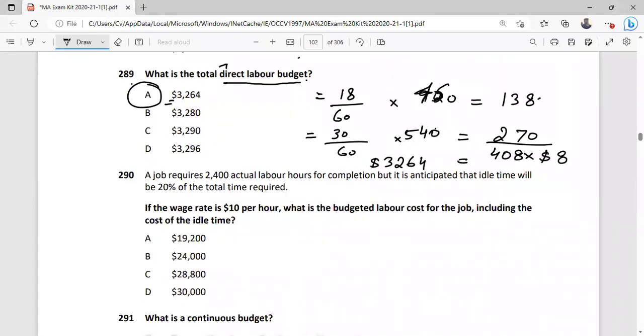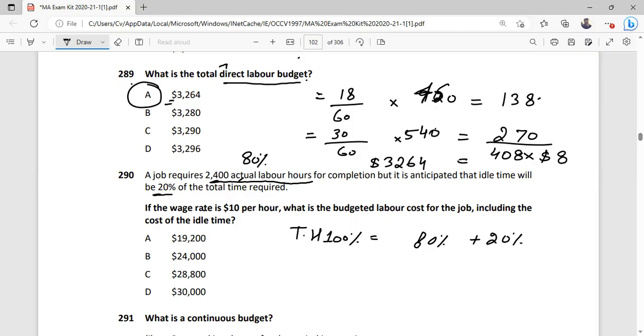Okay. A job requires 2400 actual labor hours. Actual labor hours means productive hours. For completion, but it is anticipated that idle time will be 20% of the total time required. It means actual hours are 80%. Total hours are 100%. This 100% is a combination of productive hours, which is 80% here, and 20% idle time.